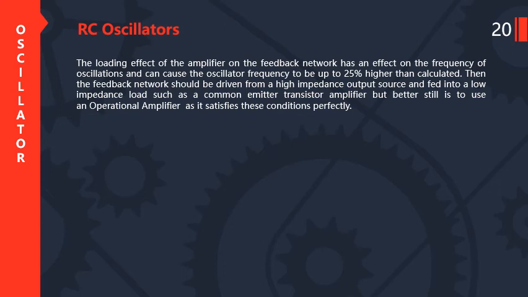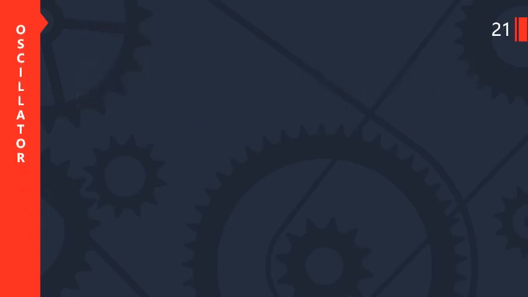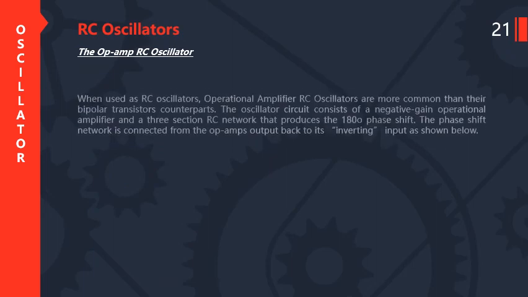Then the feedback network should be driven from a high impedance output source and feed into a low impedance load, such as a common emitter transistor amplifier, but better still is to use an operational amplifier, as it satisfies these conditions perfectly. So, the RC oscillator using an operational amplifier.